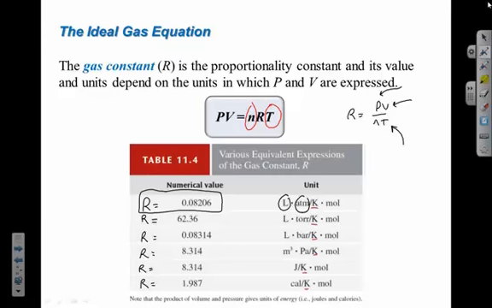So if you're going to use this value for R, the pressure has to be plugged in atmospheres and the volume has to be plugged in liters. If you have other pressure or volume units, you have to convert them to atmospheres and liters first before you plug them in, if you're going to use this specific value for R, which is what we'll be doing when we solve problems.